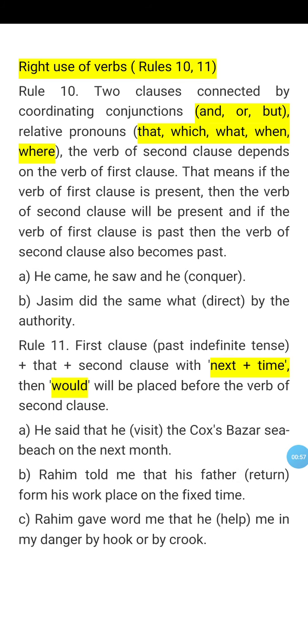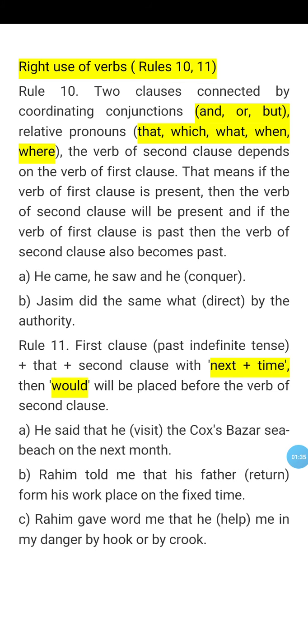So let's be clear with examples. He came, he saw, and he conquered. Here we find three clauses: he came, he saw, and he conquered. We find that the two clauses, he came and he saw, and the last clause, he conquered, are connected with and. The first two clauses indicate past indefinite tense, so the final clause will also be past indefinite tense, so the answer will be conquered.